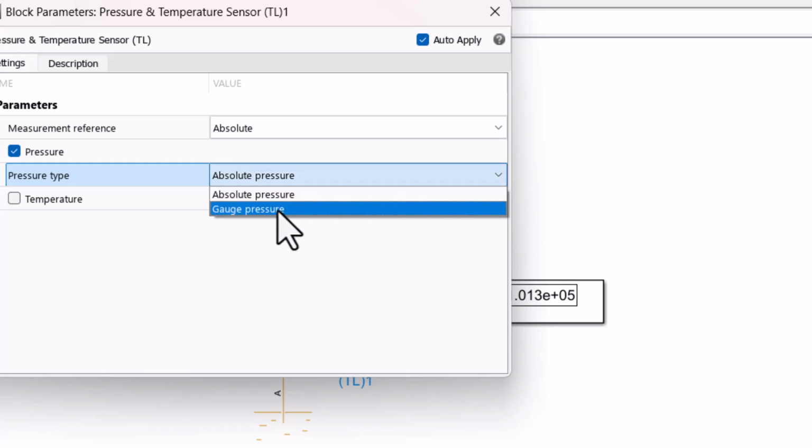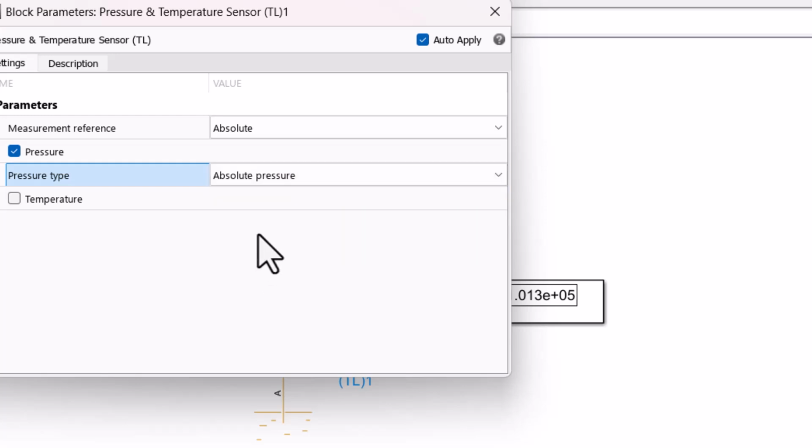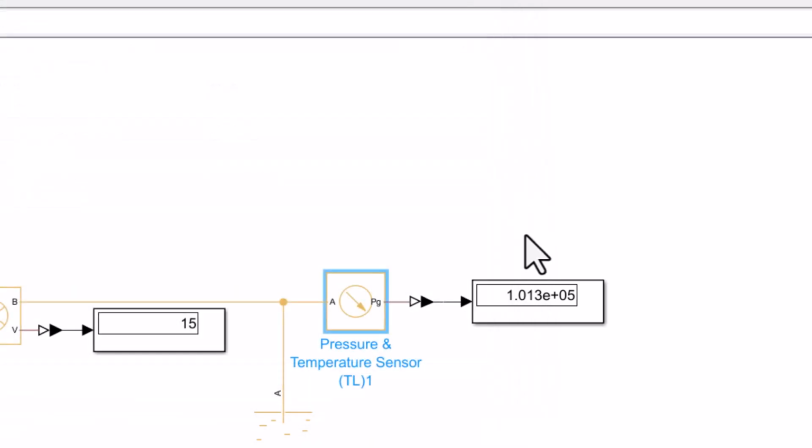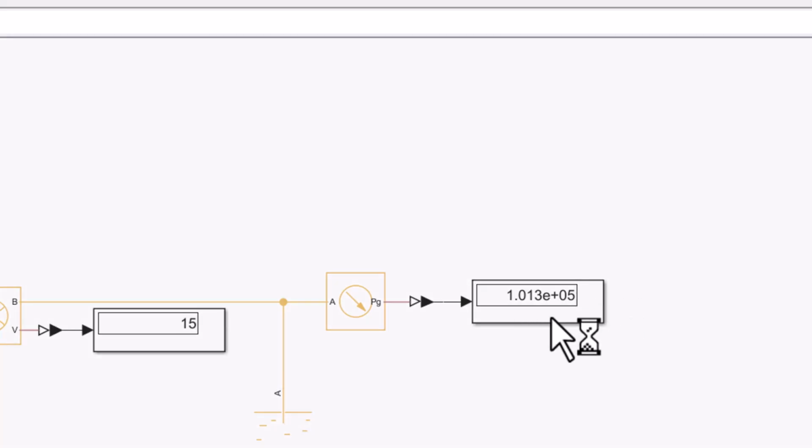And how about the gauge pressure? You probably know that the gauge pressure means the differential pressure between the atmosphere and the point of concern. So the gauge pressure of atmospheric pressure is basically 0. If I run the model, I expect it to be 0. And that's it.